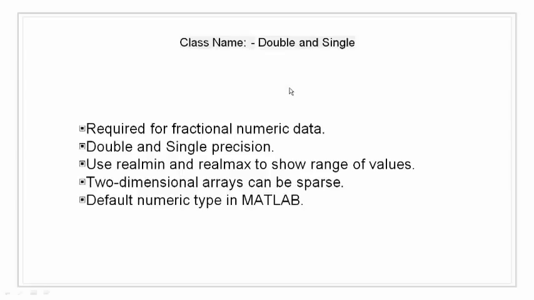The two-dimensional arrays that we use here for single and double precision can be sparse. What is sparse? A sparse matrix is a matrix in which most of the elements are 0. What is the use of sparse here? The use of converting a full matrix to a sparse matrix is just to save memory. In simple terms, if most of the elements in a matrix are 0, it makes sense to save data space, and hence it is converted to a sparse matrix. So both single and double precision classes support these sparse matrices.